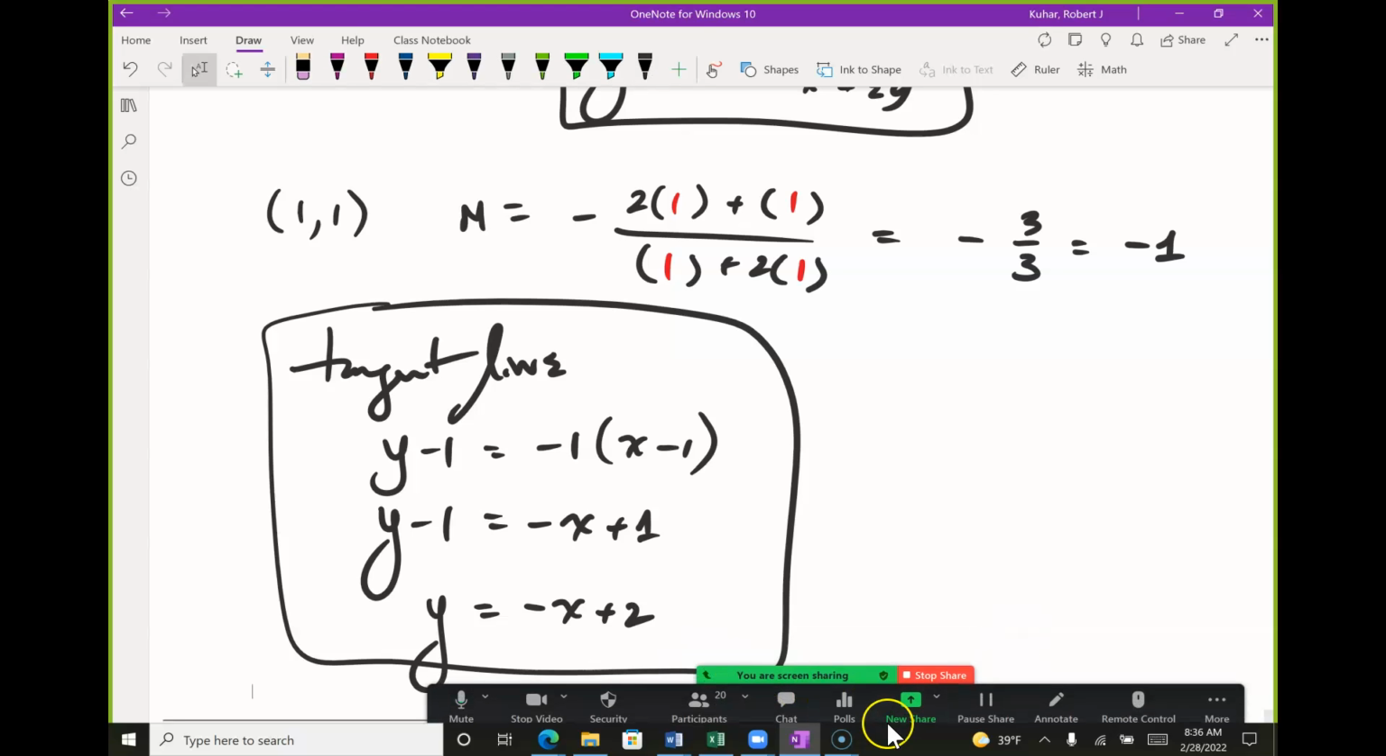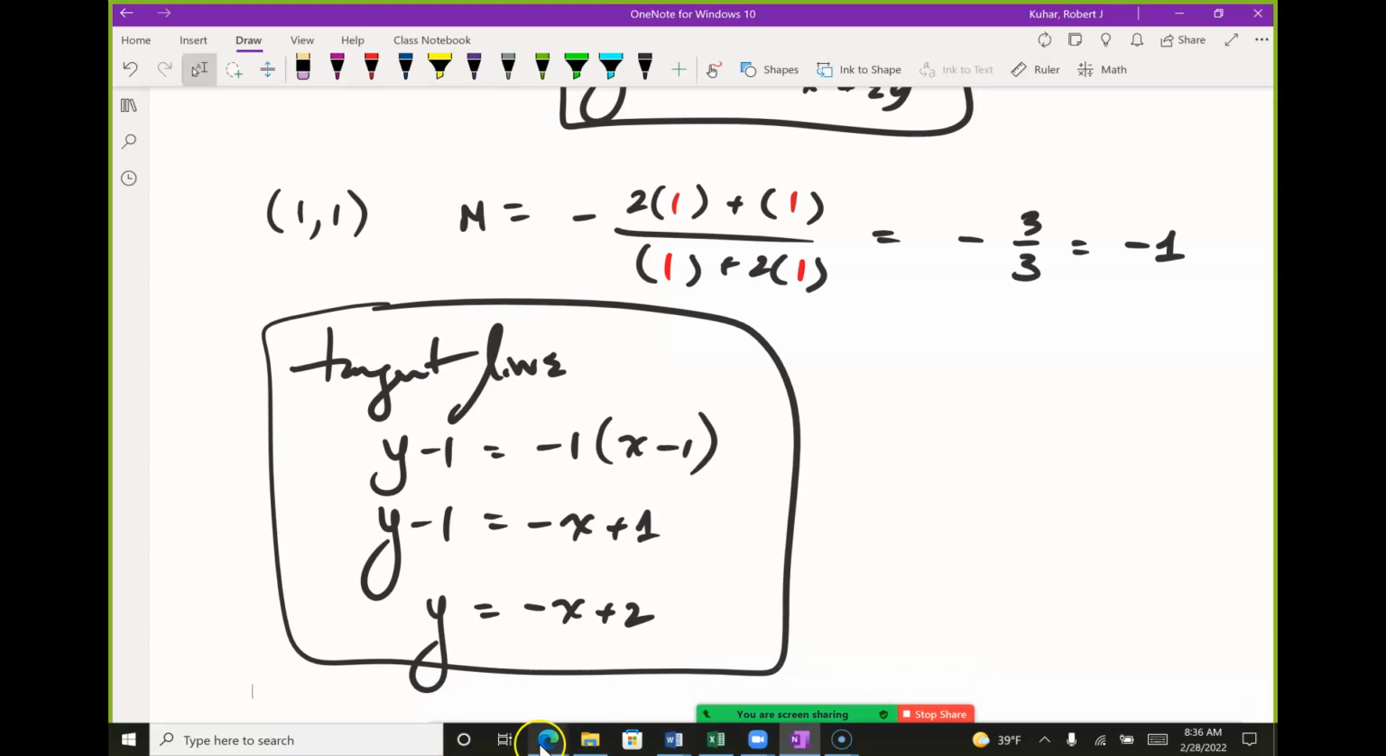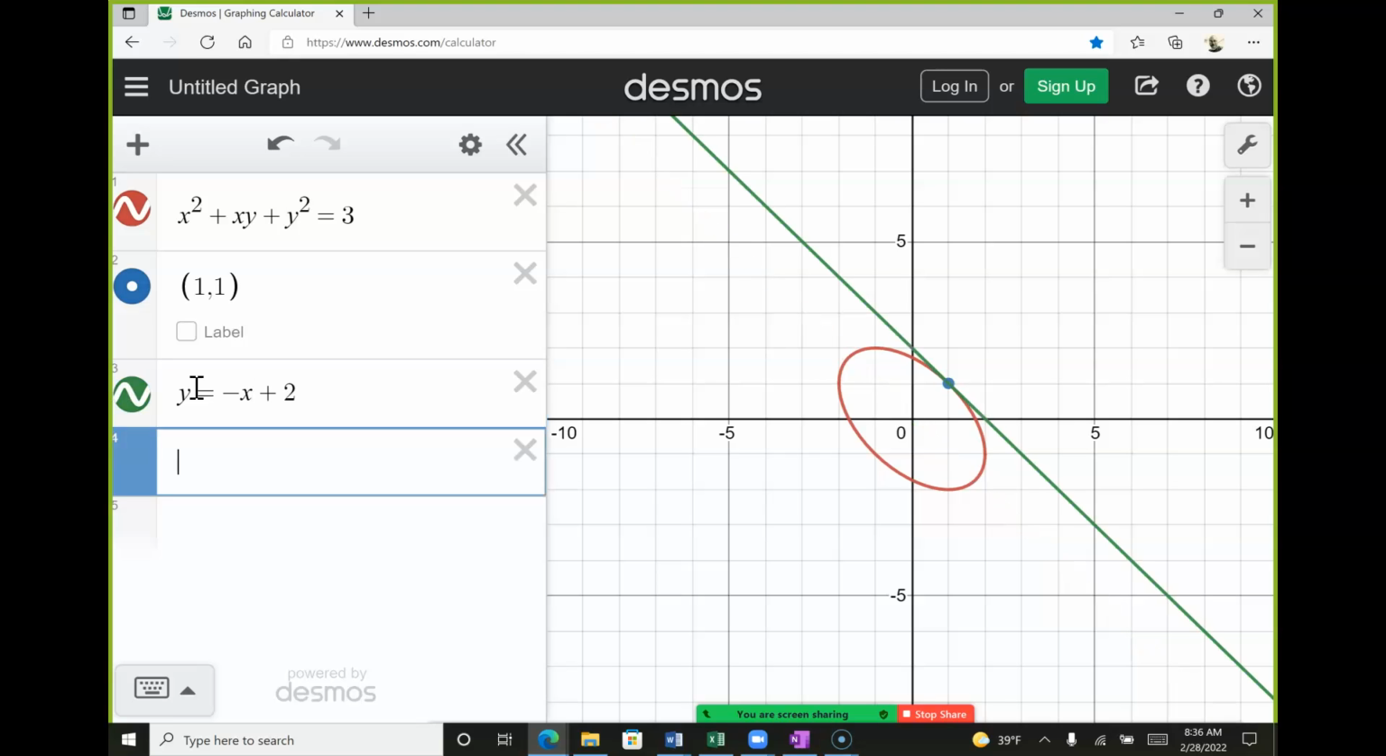Let me put this on my graph, okay? And I'll come right back to this page in a second. My tangent line at 1, 1 is y equals negative x plus 2, right? And there it is.